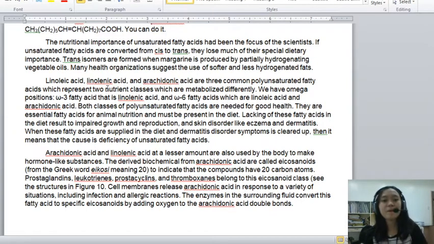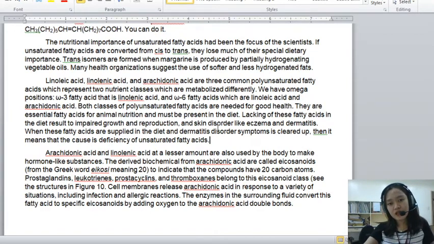So, these two omega fatty acids are very helpful for the health. They are essential fatty acids for animal nutrition and must be present in the diet. So, lacking of these fatty acids in the diet result to impaired growth and reproduction. Okay, so, and skin disorder like eczema and dermatitis. So, when these fatty acids are supplied in diet, and dermatitis disorder symptoms is cleared up, then it means that the cause is deficiency of unsaturated fatty acids.